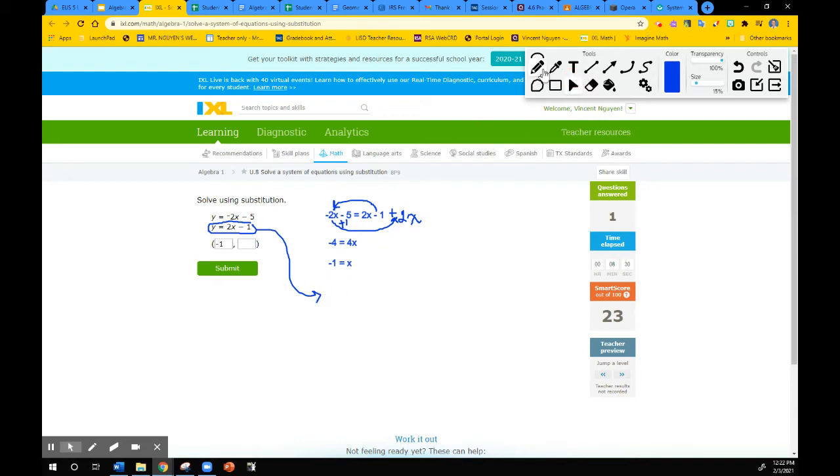So I'm going to pick the second equation and write y equals 2, and instead of x, I'm going to multiply that by -1, right? I'm going to replace x with a -1 and then -1.